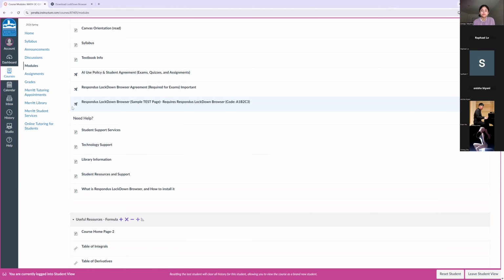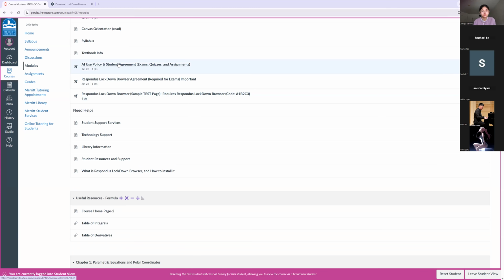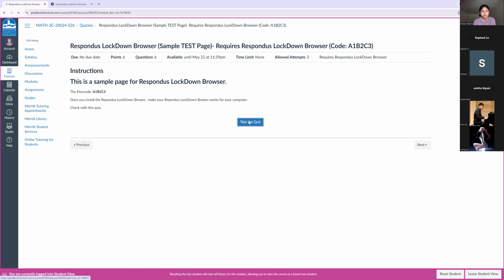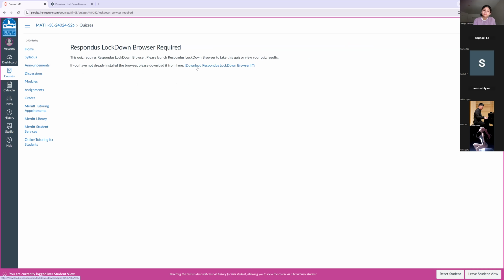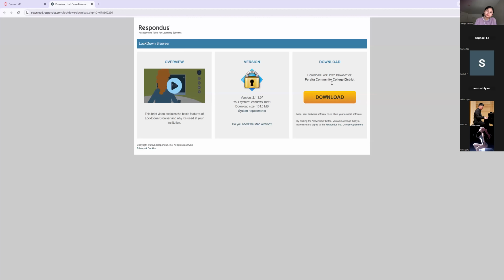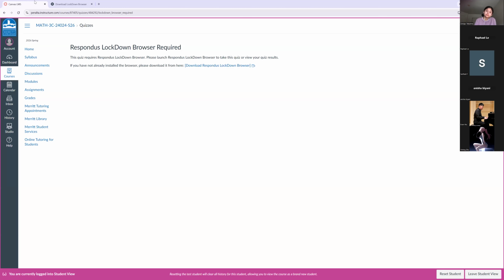Okay, go to module. Here, once you agree with the AI policy and Lockdown Browser for this class, then go to the sample test page, take the quiz, and then download it. Because I already typed my passcode, the passcode is already shown, so download it. It's going to look like this, and install it on your computer. Okay, so that's it. There's nothing complicated going on. Just download and install it. That's it. Those are two things I really want to emphasize for this class.